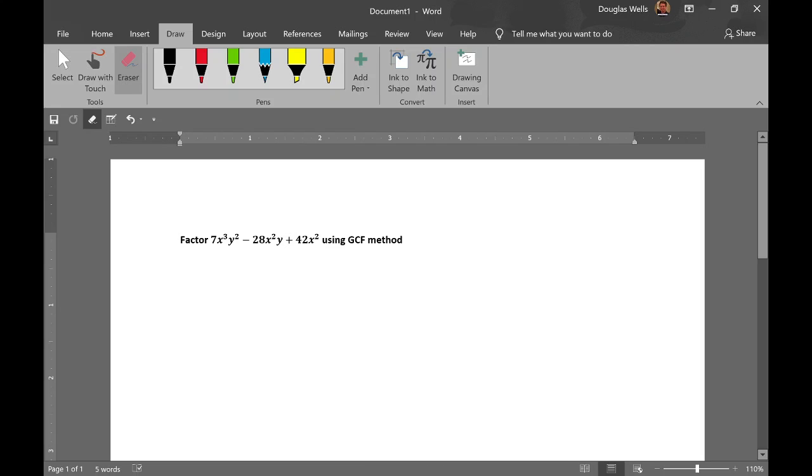Factor 7x cubed y squared minus 28x squared y plus 42x squared using the GCF method. Let's write the format for GCF first.